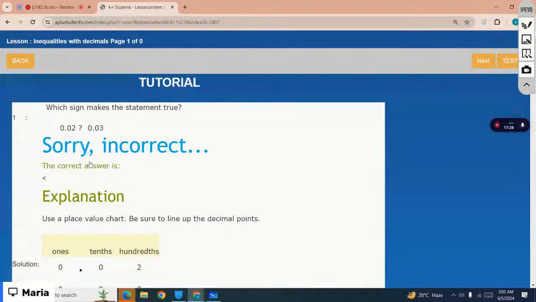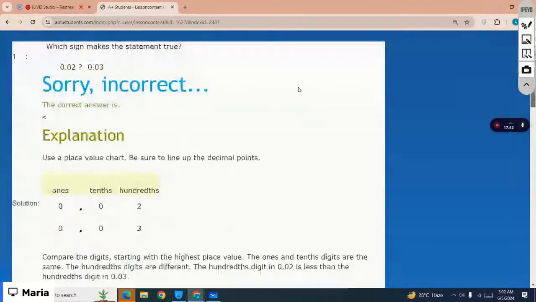So the first one is, which sign makes the statement true? You are given the decimals, you have to compare them, right? 0.02 and 0.03. Let's just use the place value chart and you need to line up the decimal point, right? The decimal points must be one above the other. Now you have to compare the digits. You have to start with the highest place value. Ones is the highest place value, right? There they have the 0, right?